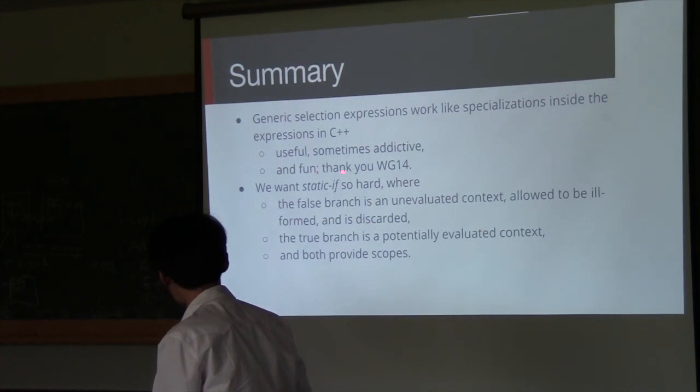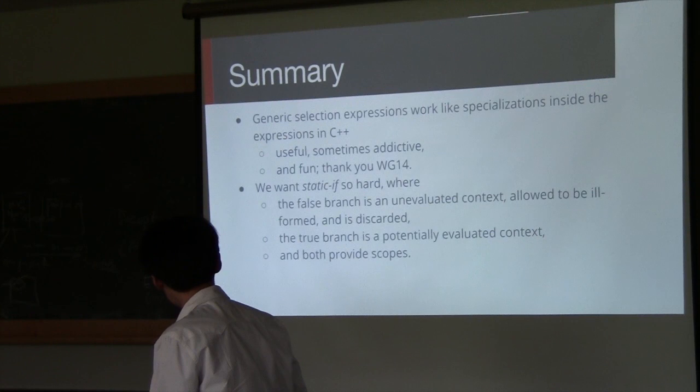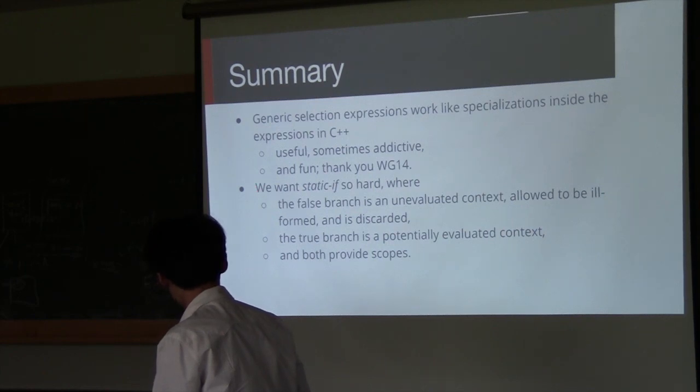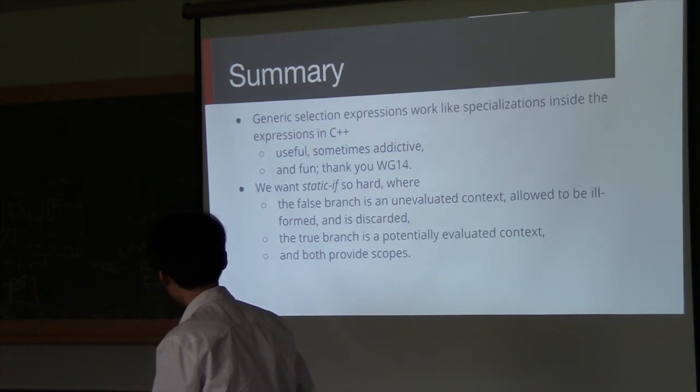And it's very interesting. Thank you, C community. You did something very helpful to the C++ community again, but pretty much less helpful to yourself. And we really want static if. The static if should have the first branch be an invalid context, to be uniform, so that it can be discarded as being spun out, with two branches potentially evaluated, and both providing scopes so that you can declare something and use it later outside the scope. That just breaks general common sense of programming languages and makes the whole thing very low level.